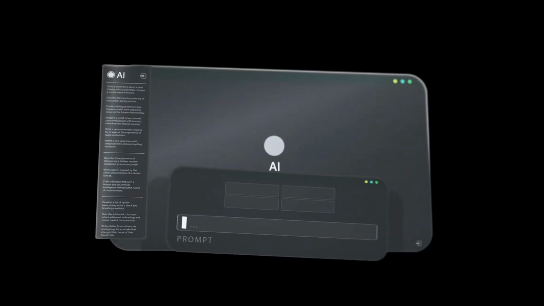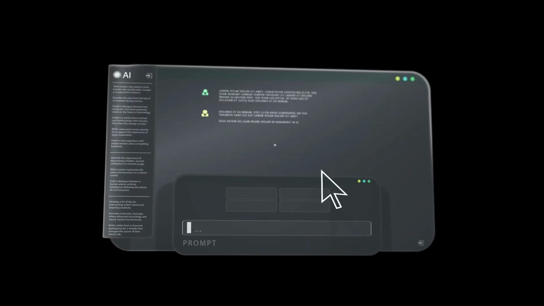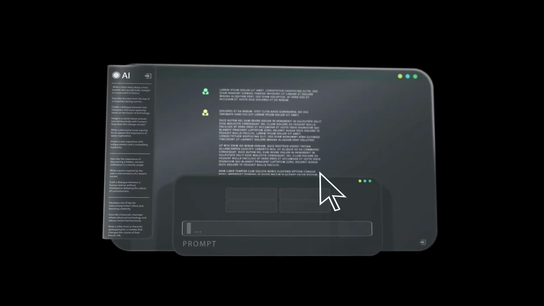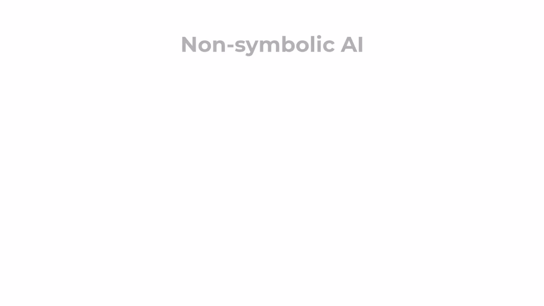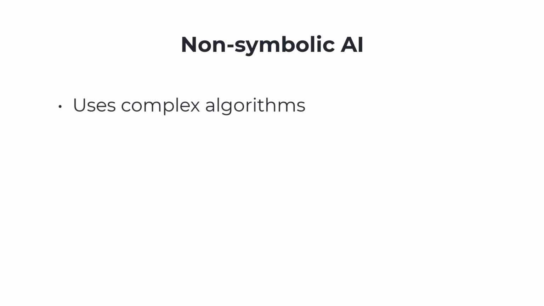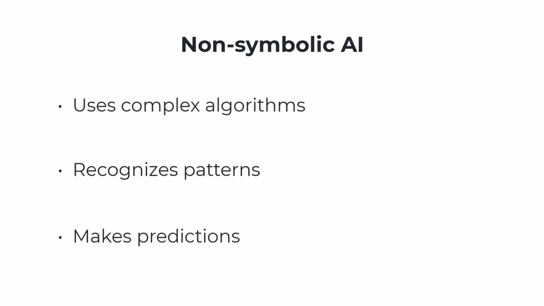But others, including AI applications we frequently use, are not so easy to understand. Known as non-symbolic AI, these tools are fed instructions or prompts by users and then use complex sets of mathematical instructions, or algorithms, to recognize patterns in data and then predict what output the user will want.